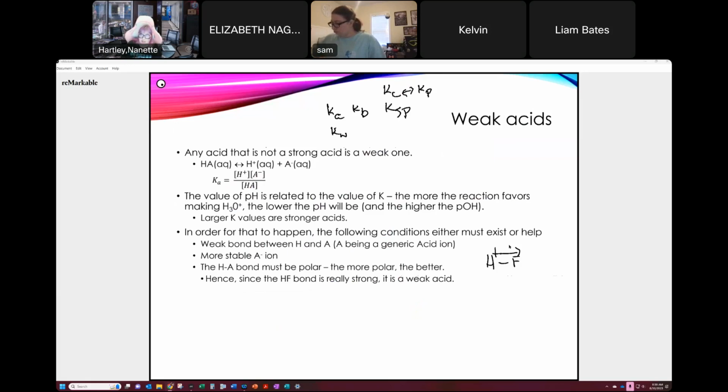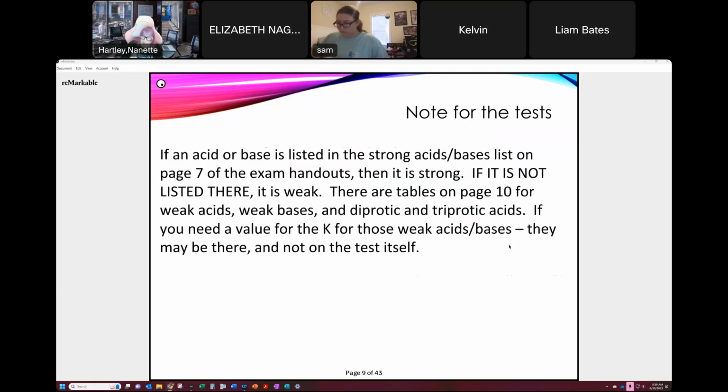Okay. HF is one of the most common acids for us to talk about in terms of weak acids because it is the easiest one for us to write and the easiest one for us to conceptualize. I also think it's an extremely cool acid because it will eat your bones. I think that's fun.